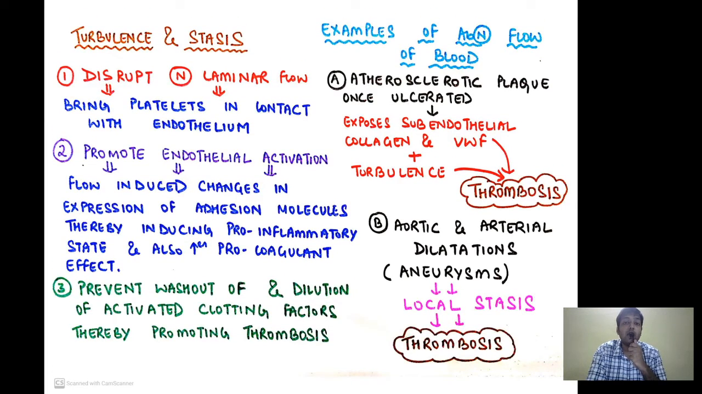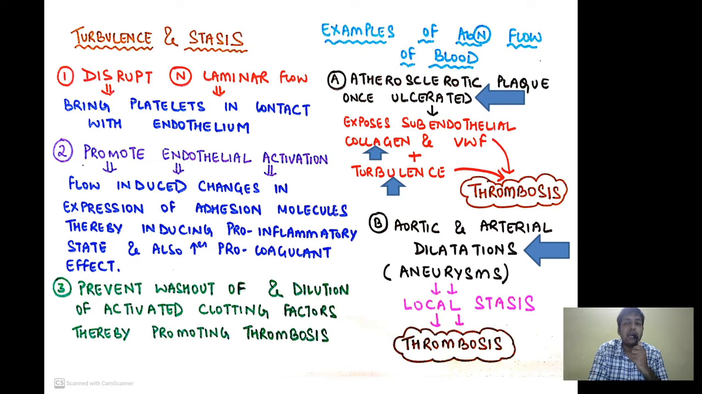Okay. Now moving ahead, now we are going to see certain examples of abnormal blood flow. Number one is the atherosclerotic plaque. Okay, so once the atherosclerotic plaque becomes ulcerated, it is going to expose the subendothelial collagen and the von Willebrand factor. This together with turbulence is going to promote thrombosis. Second is the aortic and the arterial dilatation.